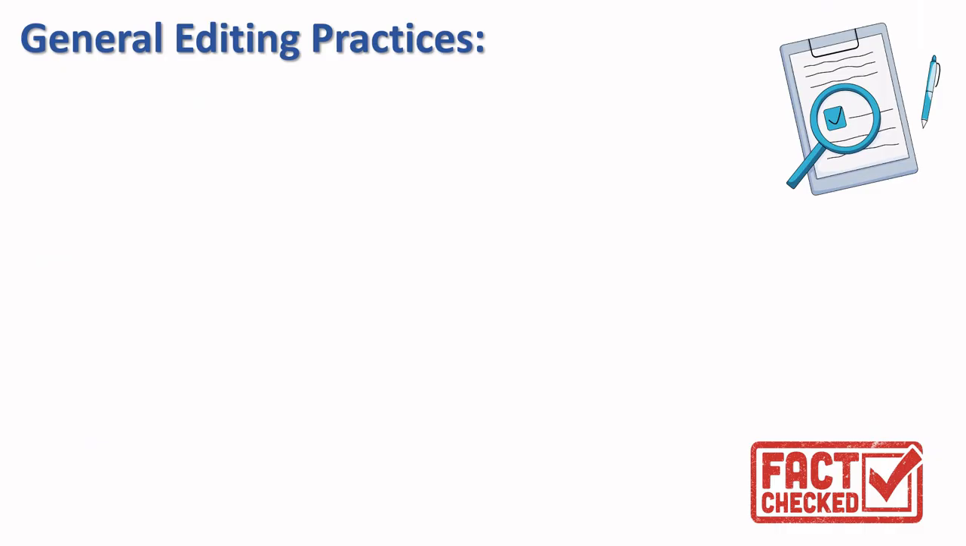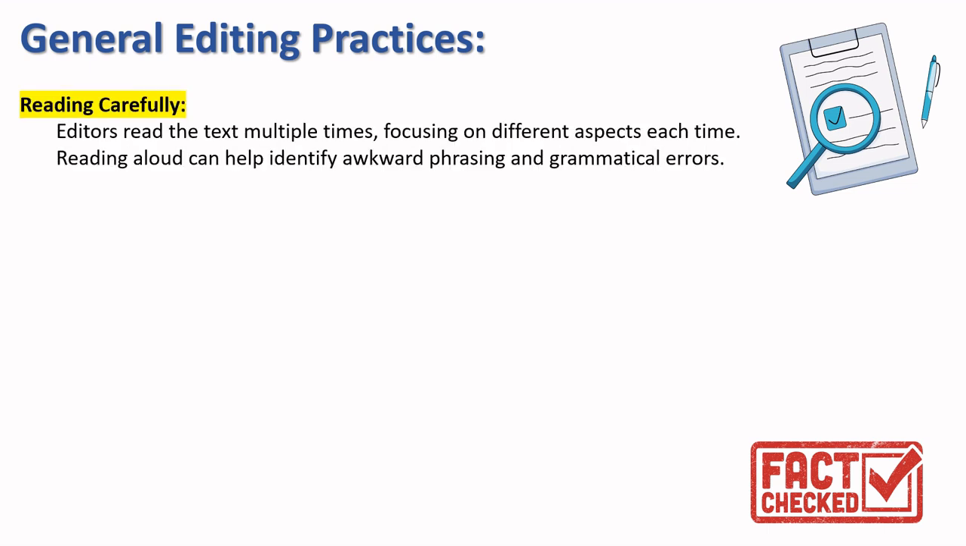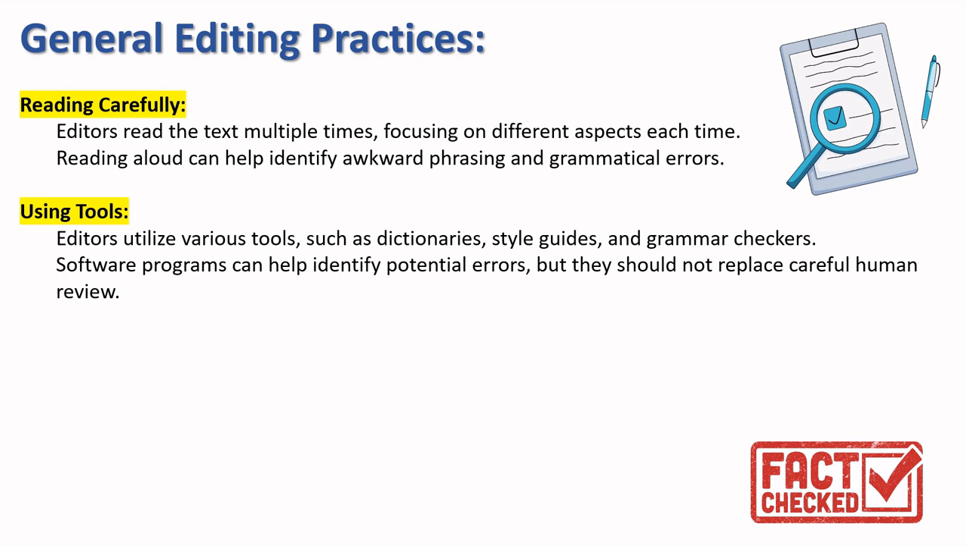General editing practices. Reading carefully. Editors read the text multiple times, focusing on different aspects each time. Reading aloud can help identify awkward phrasing and grammatical errors. Using tools. Editors utilize various tools such as dictionaries, style guides, and grammar checkers. Software programs can help identify potential errors, but they should not replace careful human review.